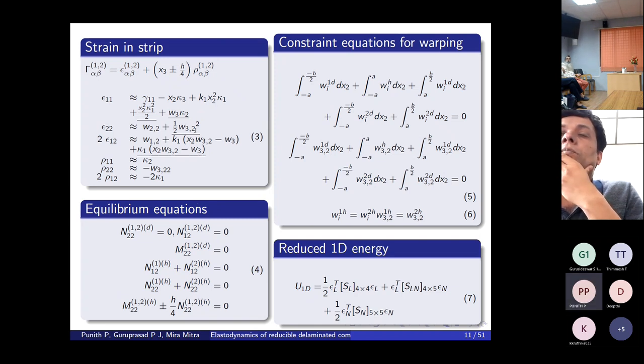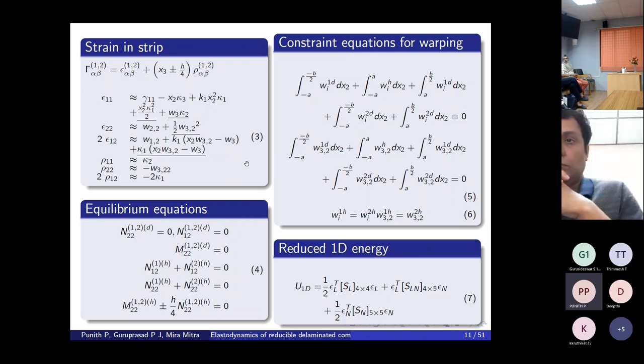So once we have these strain terms, we can substitute back in the two-dimensional energy equation, minimize the strain energy equation and follow the variational approach method to find the local displacements or the warpings W1, W2, and W3. So under the constraints that the average of warpings are zero in the cross section, which are defined using equations 5 and 6.